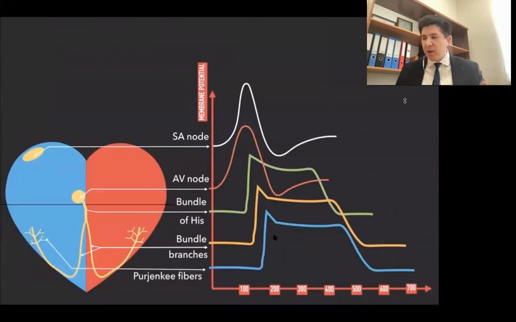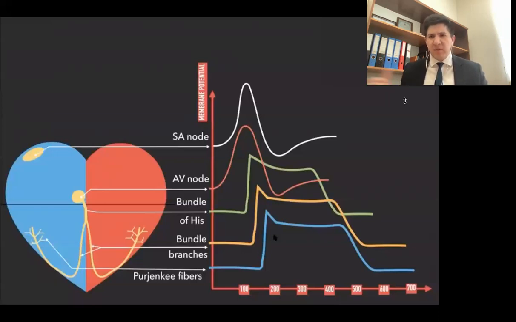The shape of the action potential created in the AV node is also going to be similar to the shape of the action potential created in the SA node. And in the bundle of His and the bundle branches, or the Purkinje fibers, the action potential is going to have not just two parts, depolarization and repolarization. It's going to have the state of plateau as well.